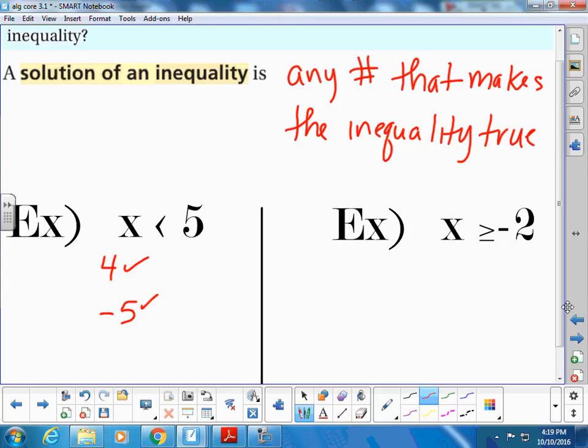How about greater than or equal to -2? Well, it could be -2 because it says or equal to, or it could be greater than that. So numbers on a number line greater than -2, it could be anything this way, right? So greater than or equal to -2. So -2, 4, 128. Could be any of those numbers.